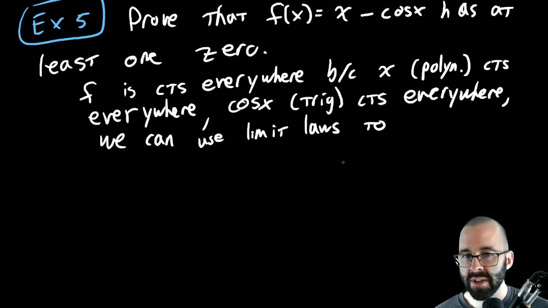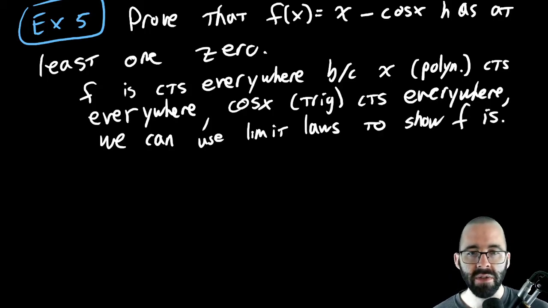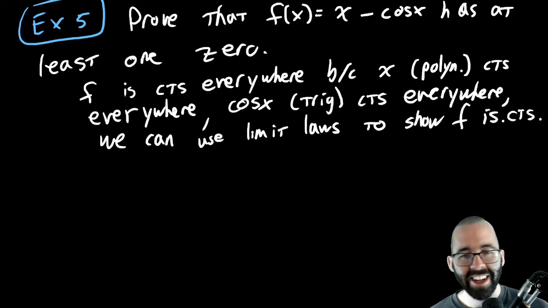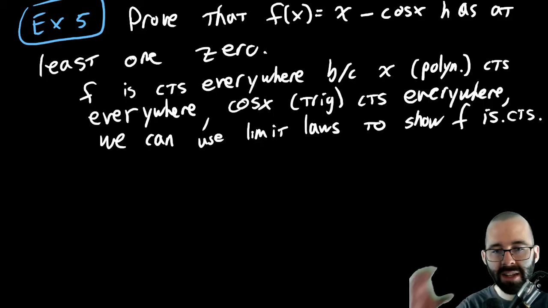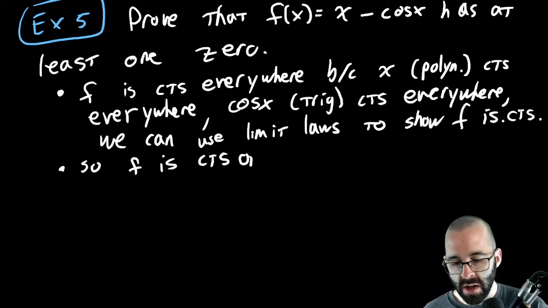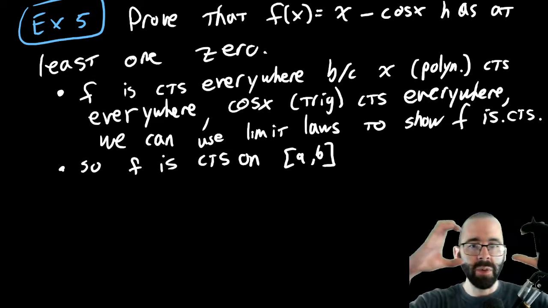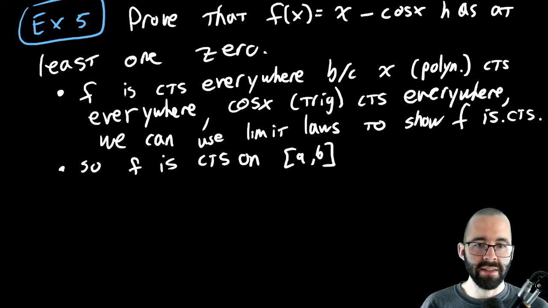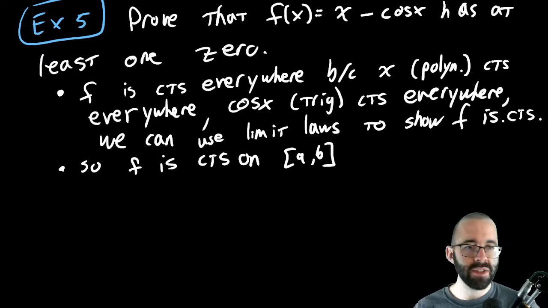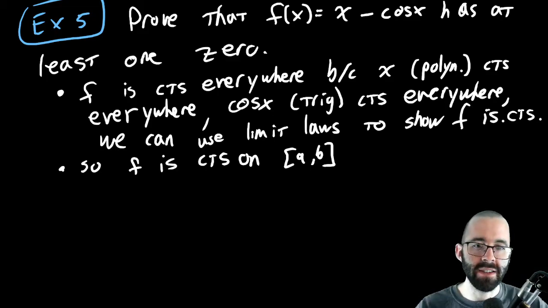The limit of the difference is the difference of the limits to show f is continuous. So if f is continuous everywhere, then it's going to be continuous on any closed interval. So that's good. f is continuous on any closed interval. It's continuous everywhere, so any closed interval we think of is a subset of everything. It's continuous on the whole number line. So think of any closed interval; that's part of the number line.